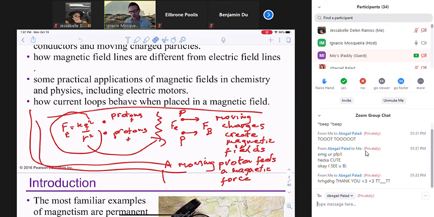But actually what's interesting here is that the other proton is the thing that produces the field. So that has 2 pieces to it. We'll start with one piece, and then very soon after that, we're going to do the other piece. The first piece is a charge moving in a magnetic field. The second piece is a moving charge produces a magnetic field. So those are 2 distinct pieces that are happening here.